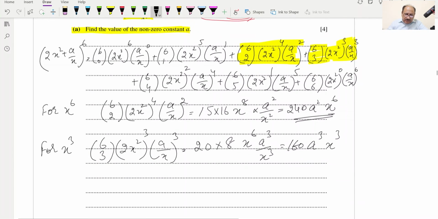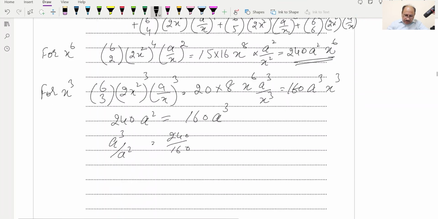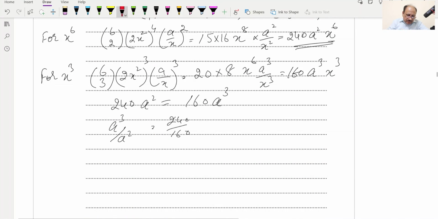Now by the condition of the question, we can write 240 a^2 is equal to 160 a^3. Only the coefficients we will equalize, and we can simplify this. We can shift a to the other side, so a^3 over a^2 is equal to 240 over 160, and this implies, after cancellation, the 0 will be cancelled, and 8 3s are 24, 8 2s are 16, so the a value will be equal to 3/2.